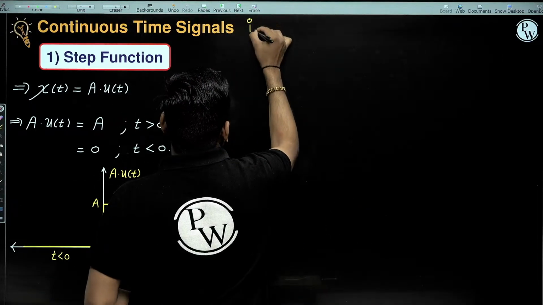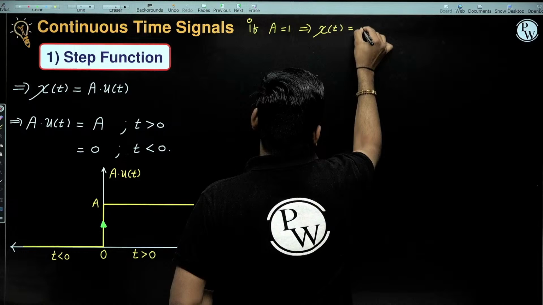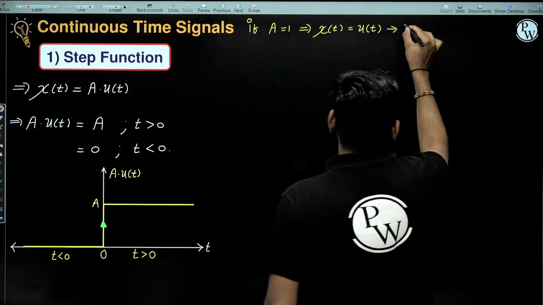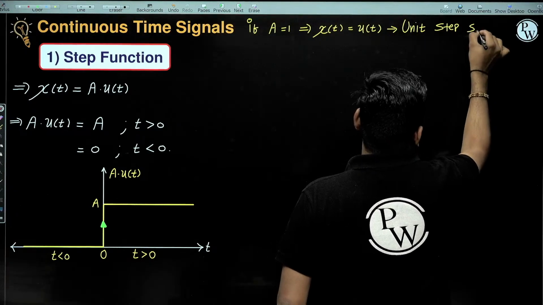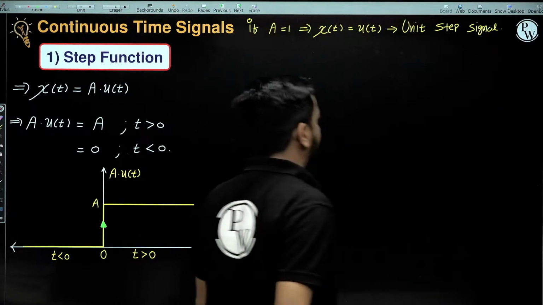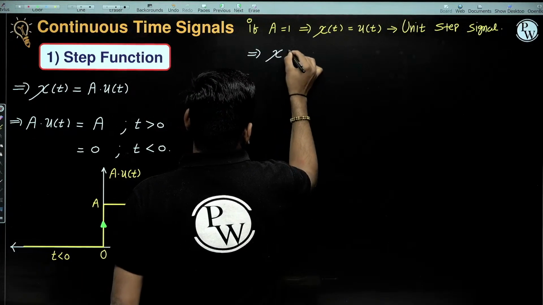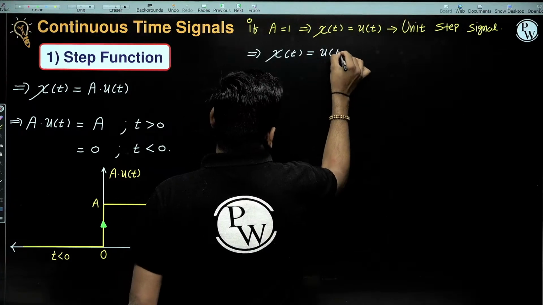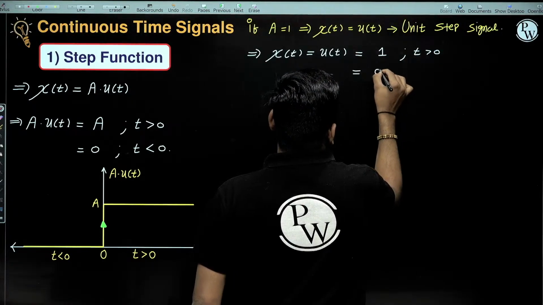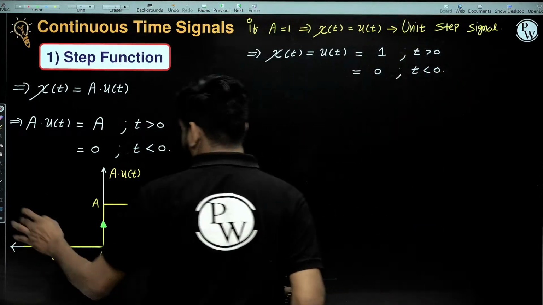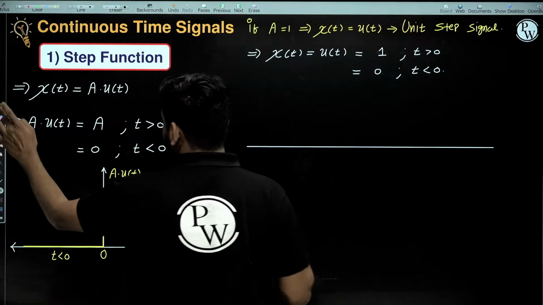Now if A is equal to 1, then your signal will be x of t, which is equal to u of t, and it is known as unit step, because amplitude is 1, unity, so it is known as unit step function or unit step signal, guys. So mathematically, x of t is equal to u of t, which is equal to 1 for t greater than 0 and it is 0 for t less than 0. Again you can see there is discontinuity in amplitude at t equal to 0. That's why at t equal to 0, amplitude is not defined.